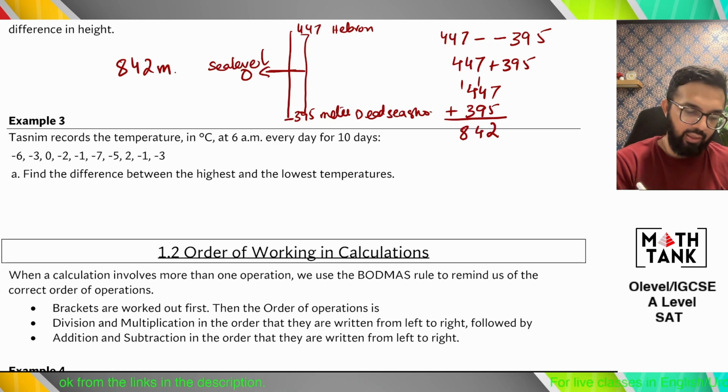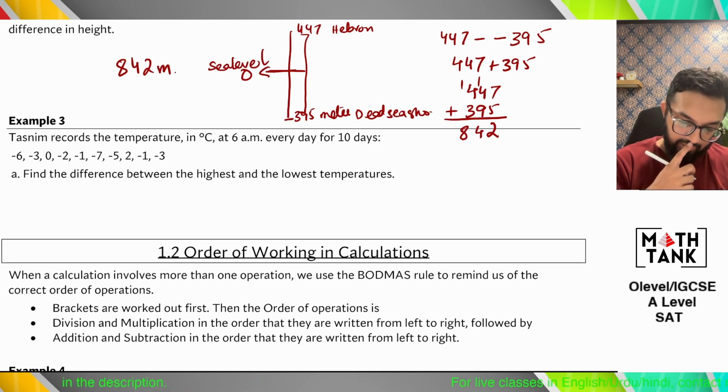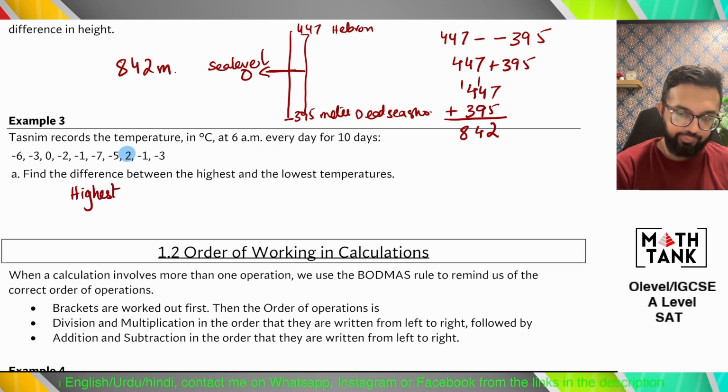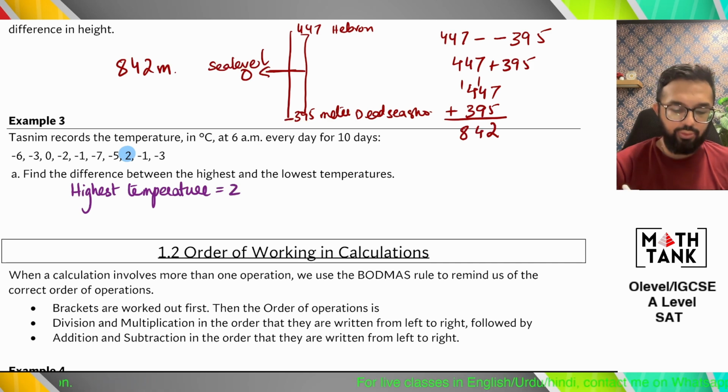So let's first figure out what the highest temperature is. Something with a positive sign, and that's a big number. The only number that I see is 2. So the highest temperature is, I should use friendlier colors. Okay, highest temperature is 2.